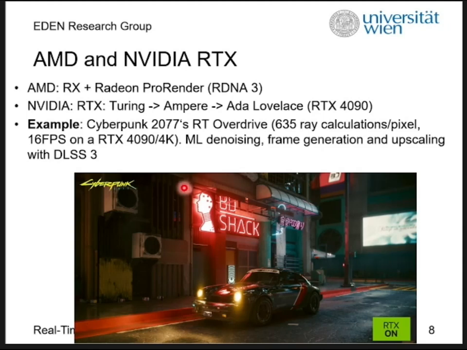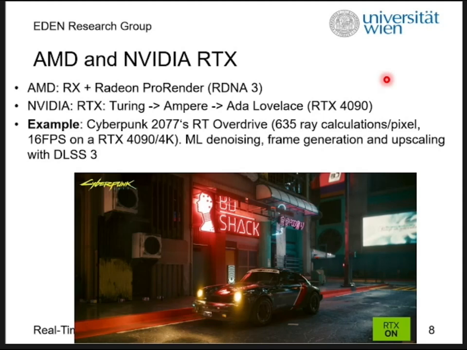And if you look at Cyberpunk 2077, for instance, which for a year now has offered something called RT Overdrive, and that's full path tracing. There's only path tracing. There's no rasterizer involved here, no longer. And when you measure what the effort actually is, you have 635 ray calculations per pixel. That's a lot. That's really a lot.